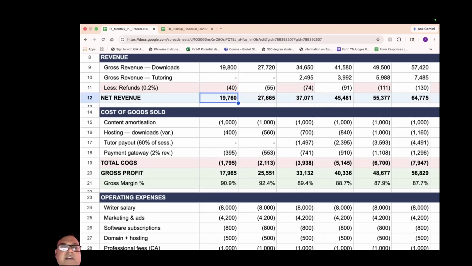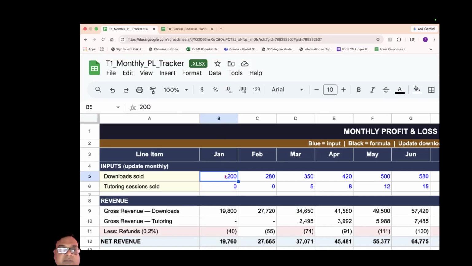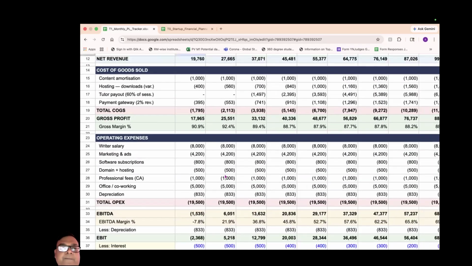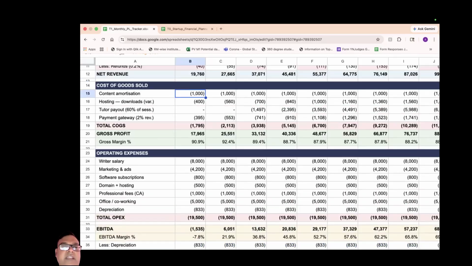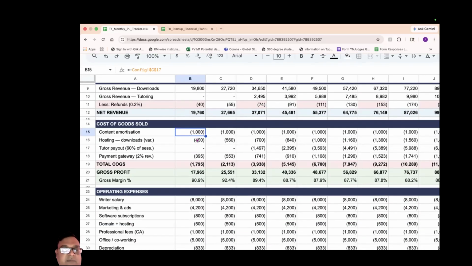Okay, very simple. Then again, cost of goods sold, we've already discussed. Content amortization, it is 1,000. Hosting downloads, 400, because I think 2 rupees was there. So 2 multiplied by this 200. Okay. Please remember these brackets, the values in brackets are all negative. Okay. All negative numbers. They are subtracted. Okay. Tutor payout, there's nothing. Payment gateway, 2% of the revenue, 395.